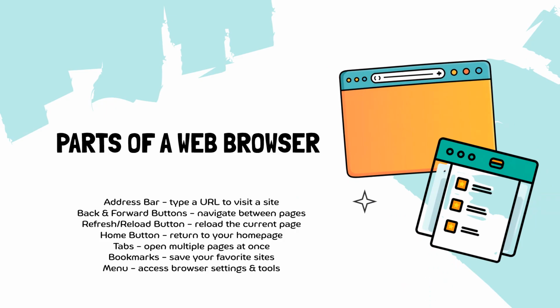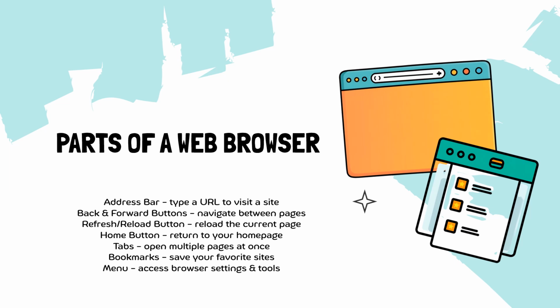Now that we know what a browser is, let's identify some of its common parts. First is the address bar. This is where you type the address or URL of a website. Then next we have the back and forward buttons. The back button takes you to the previous page, while the forward button allows you to return to a page after going back.